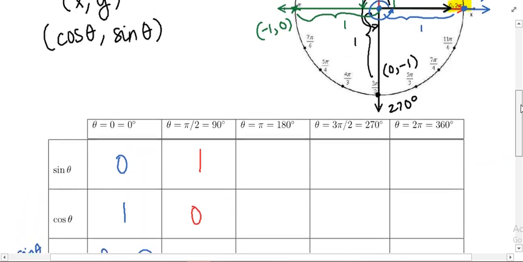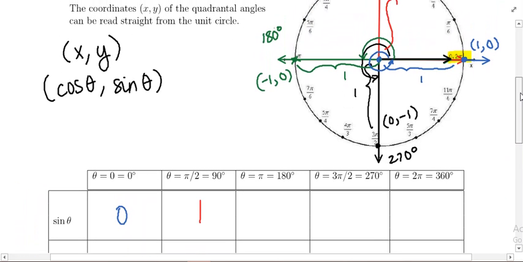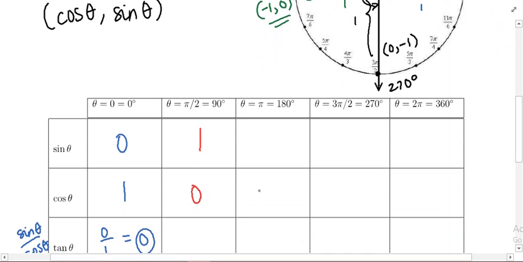If we look at pi or 180 degrees, here are the coordinates. We know the x coordinate is going to be the cosine. The cosine of 180 degrees is -1. The cosine of pi is -1. The y coordinate is the sine, so the sine is 0.